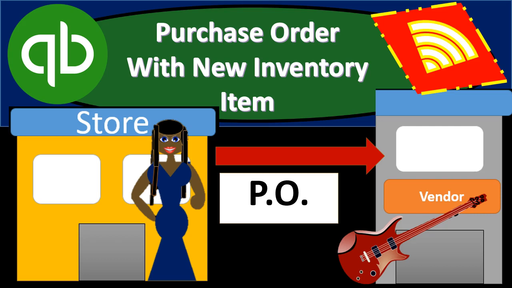In this presentation, we will create a purchase order with a new inventory item. In other words, we will create a purchase order requesting inventory, in our case, a guitar from a vendor. As we set it up, we will set up a new inventory item through the process of entering the data into the purchase order within QuickBooks Online.